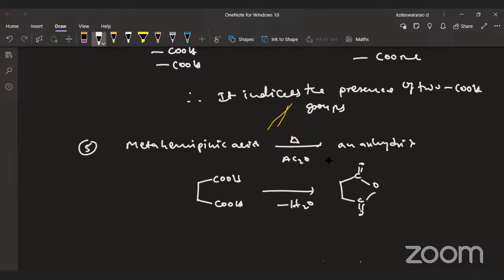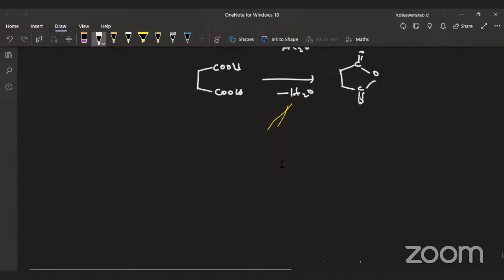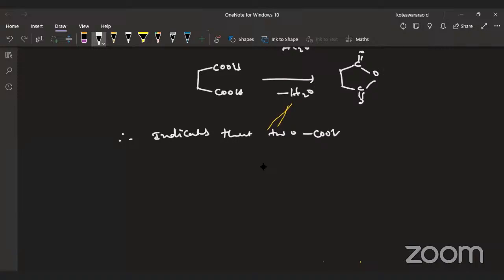Therefore, this reaction indicates that the two COOH groups in the metahemipenic acid are in adjacent positions. Therefore, it indicates that the two COOH groups are in adjacent positions.